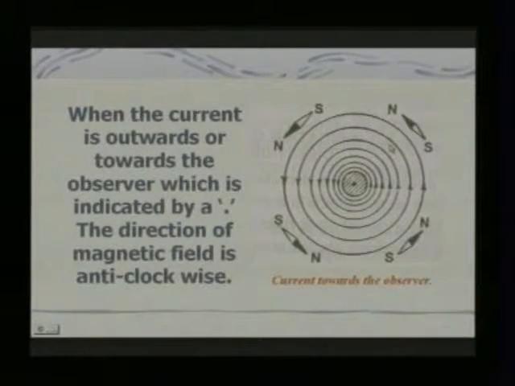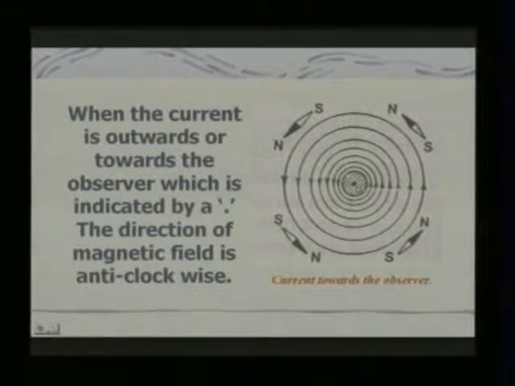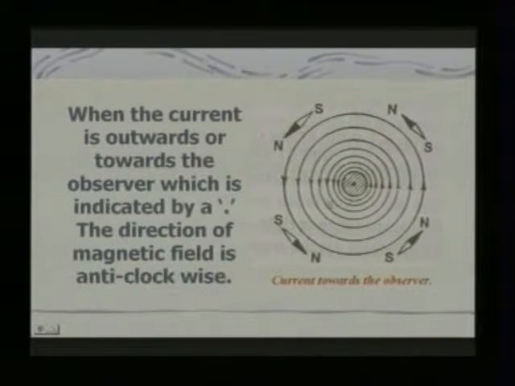Now we will consider the second case, that is when the current is outwards or towards the observer, which is indicated by a dot, then the direction of rotation of the screw is anti-clockwise. Therefore, the direction of magnetic field is in anti-clockwise direction.